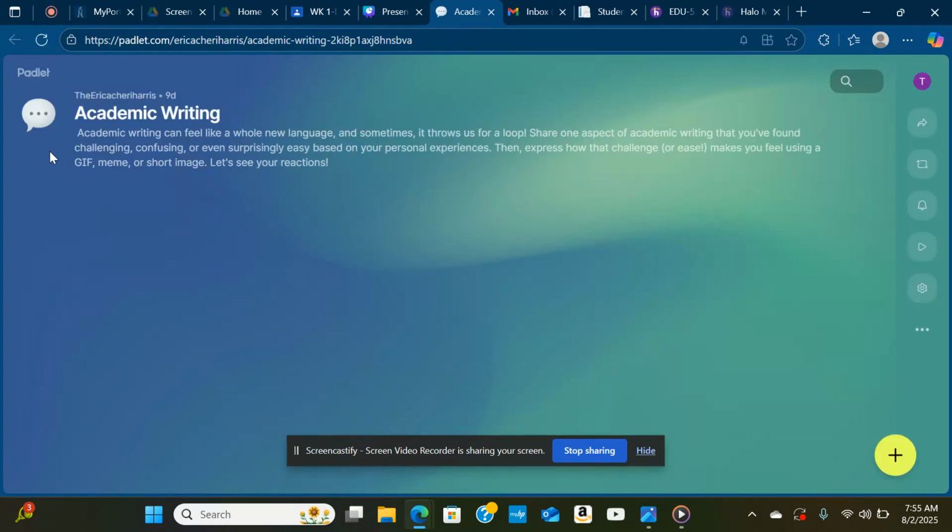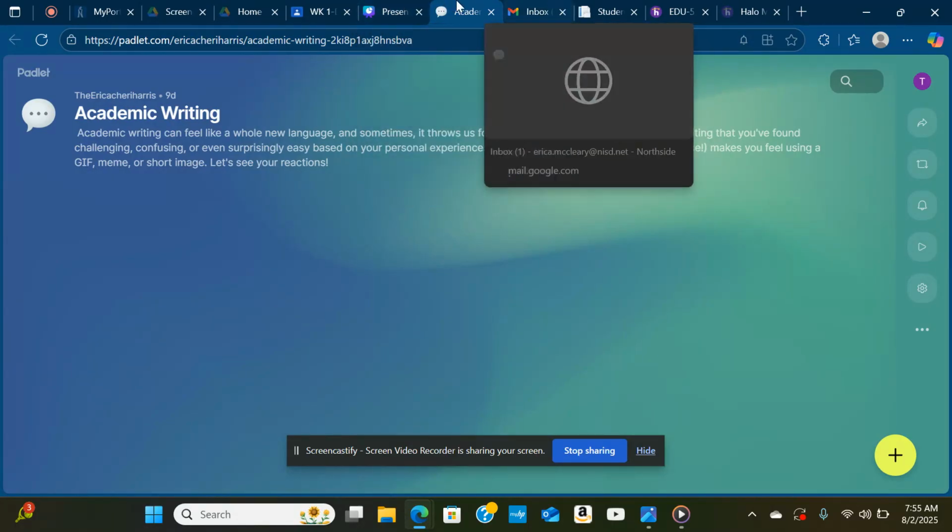Here are the instructions for the Padlet. Share one aspect of academic writing that you found challenging, confusing, or even surprisingly easy based on your own personal experiences. Then express how that challenge or ease makes you feel using a GIF, meme, or a short image. Let's see your reactions. And so this is one that I actually took from you from the first week of school. I really liked it, so it's something I will use in the future.